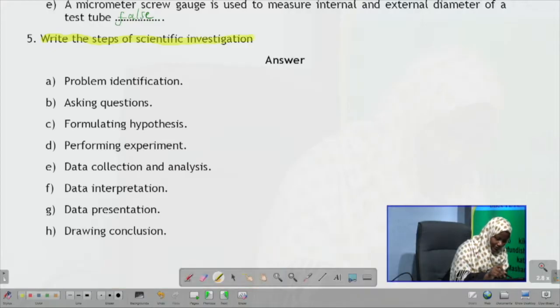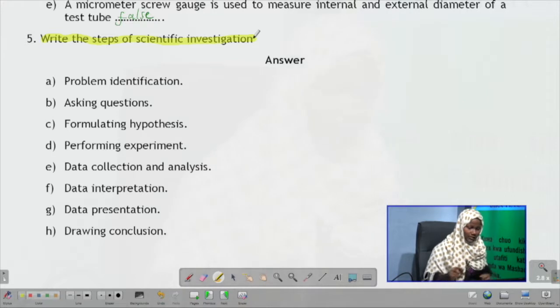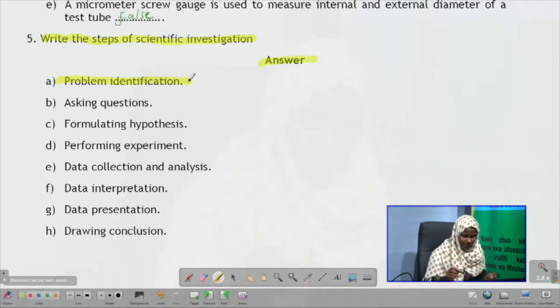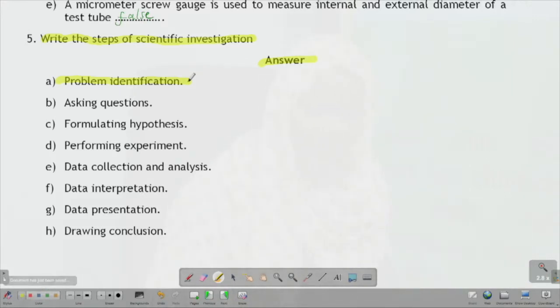Let's continue with our fifth question that says, write the steps for the scientific investigation. So in this question, we are supposed to write how many steps scientists do when they want to investigate a certain fact. Investigation is just an experiment or study that looks at how the facts are and what are the results obtained from those facts. So here is our answer. The first step is problem identification. This is the first step of scientific investigation.